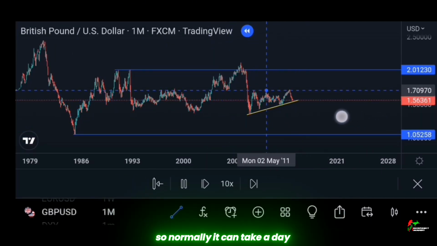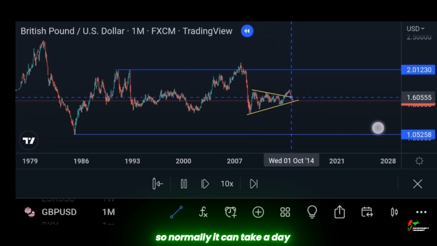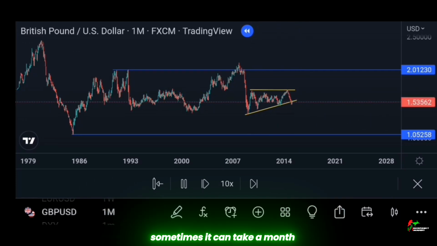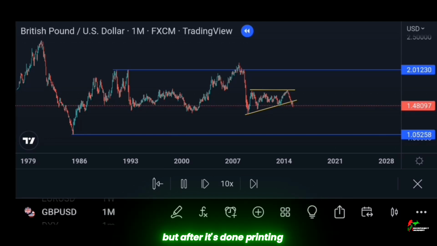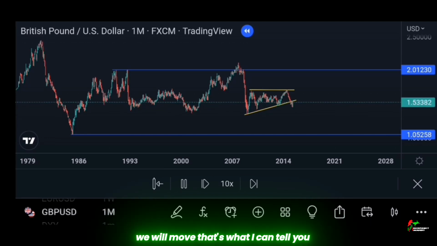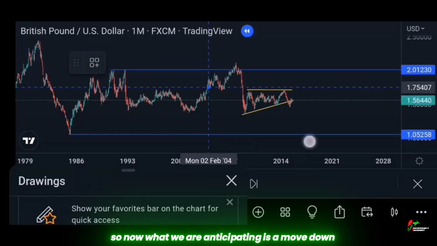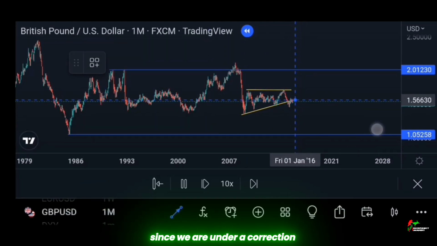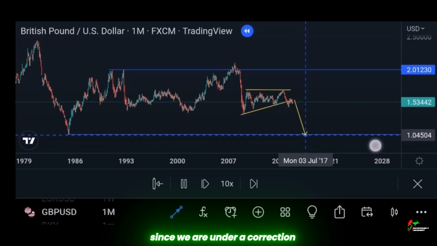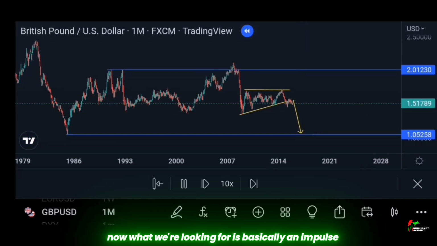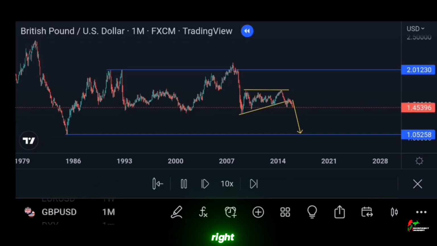Normally it can take a day or two, sometimes it can take a week, sometimes it can take a month, but after it's done printing, we will move. That's what I can tell you. So now what we are anticipating is a move down. Since we are under a correction, what we're looking for is basically an impulse, right?